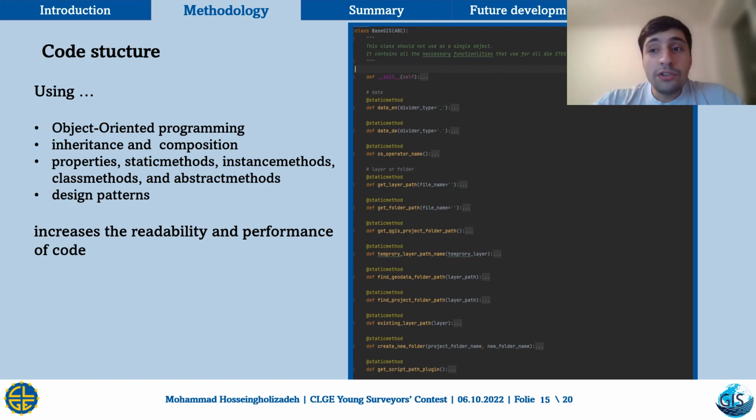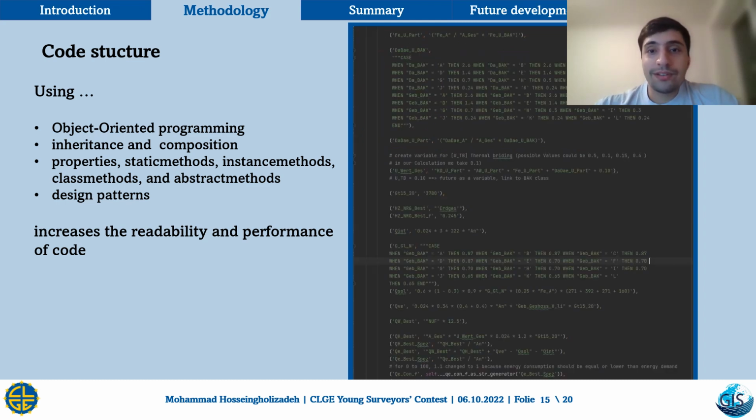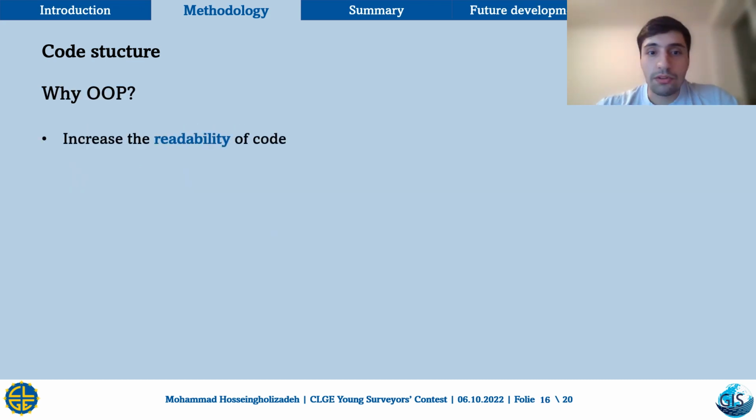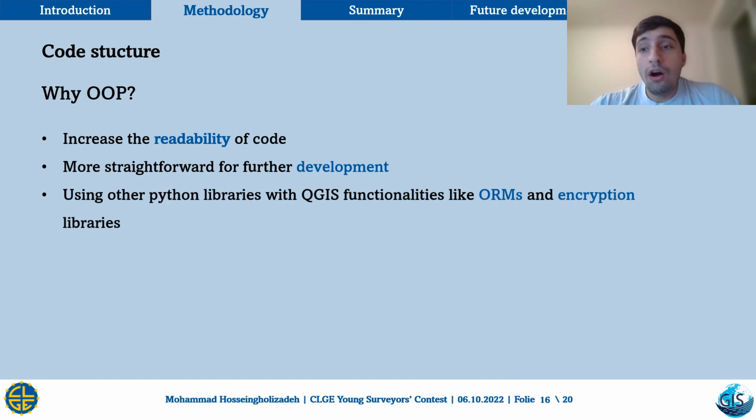And finally, using all these functionalities of Python in our plugin increases the readability and performance of the code, so everyone can easily use it and develop it further. And then you can see the different classes in inheritance or composition, and why we should use object-oriented programming. First of all, it increases the readability of the code, and it is really straightforward for all the developers. And also we are using different functionality of QGIS.